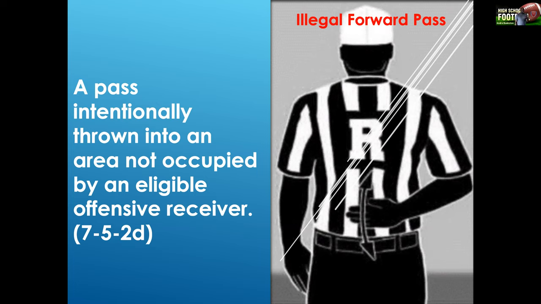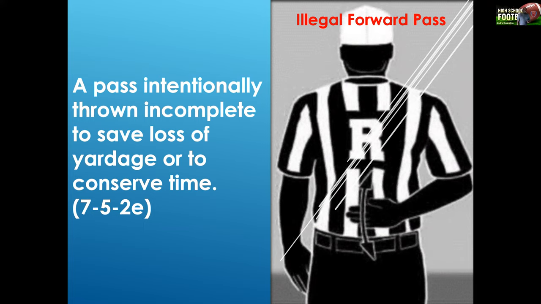That means if you try to throw it to a lineman, you're going to have illegal touching and you're going to have an illegal forward pass, intentional grounding. You have two fouls and you get to pick one. A pass intentionally thrown incomplete to save loss of yardage or conserve time.